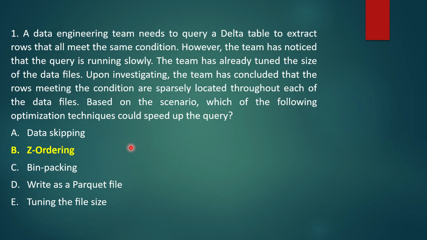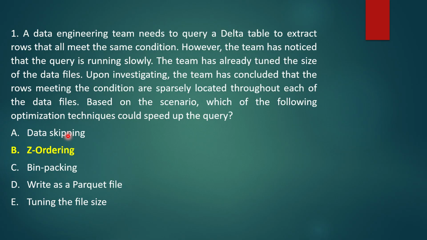Based on this scenario, the correct answer we can choose is Z-ordering. It is a technique in Delta Lake that co-locates related information in the same set of files based on one or more columns. This means rows with similar values in the filter columns are grouped together physically on disk. Why it helps: since the relevant rows are no longer spread out, the query can skip irrelevant data blocks, reducing the amount of data read. It is perfect for queries that filter on a column where the values are sparsely located. So the correct answer is Z-ordering.